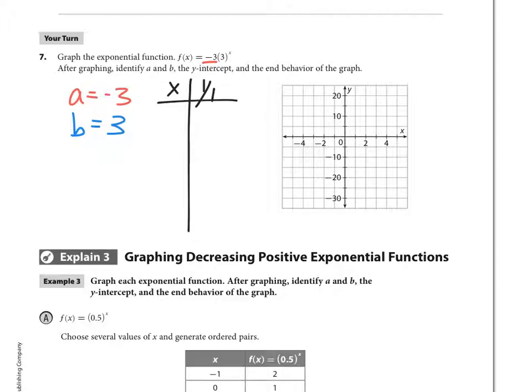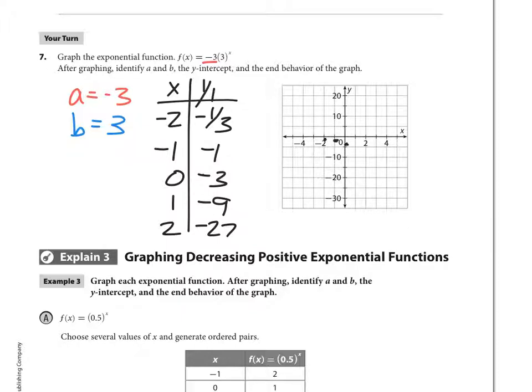So we put the function into the calculator. I'm going to use the same values. So I get -2, -1/3, -1, -1, 0, -3, 1, -9, 2, -27. So then I plot those points. So that one's really close there. -1, -1. So again, really not that far away. 0, -3, 1, -9, and then 2, -27. So here's our function.